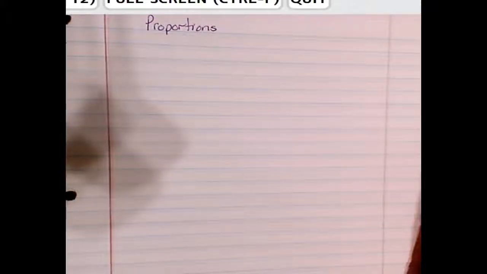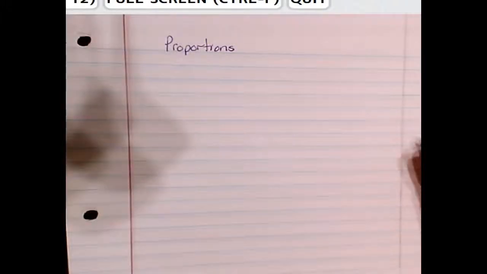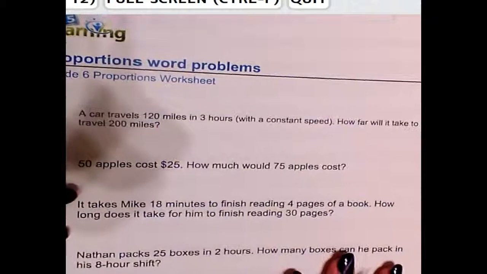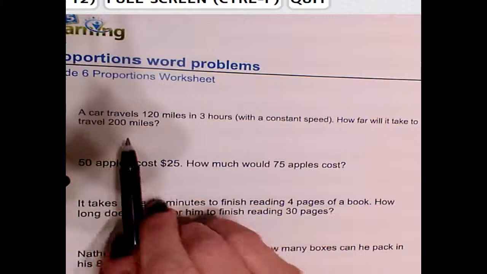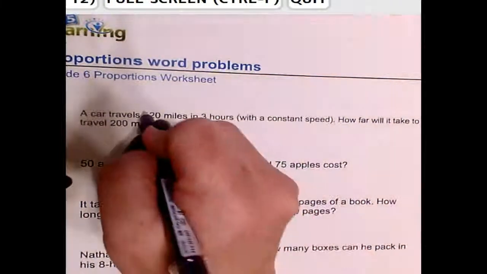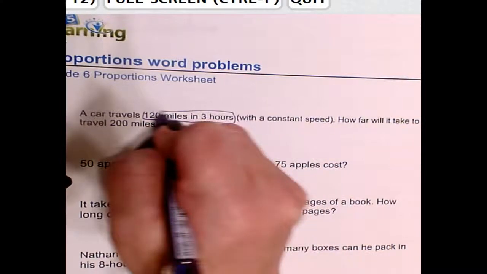Okay, this is a video on proportions. This is just to help you out for those that are struggling with the proportions. A car travels 120 miles in 3 hours. This is our ratio.